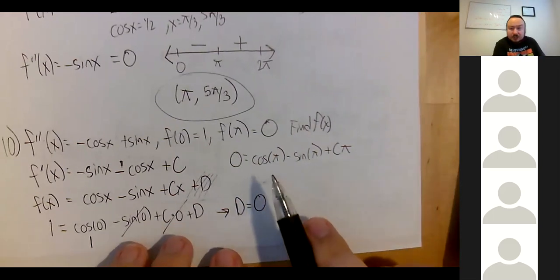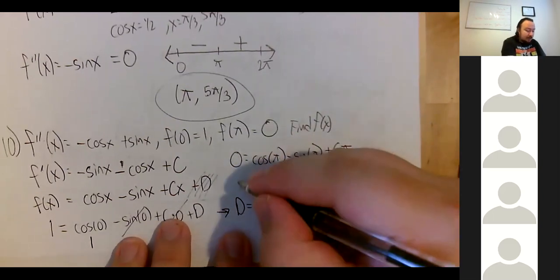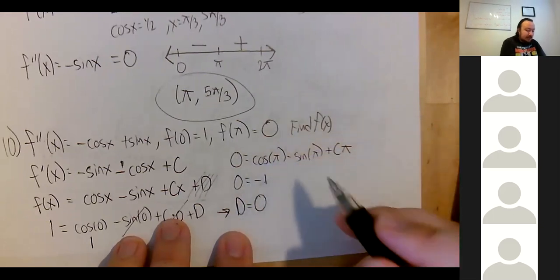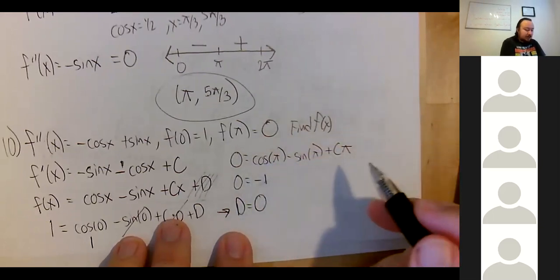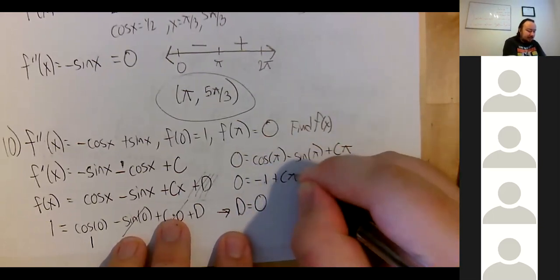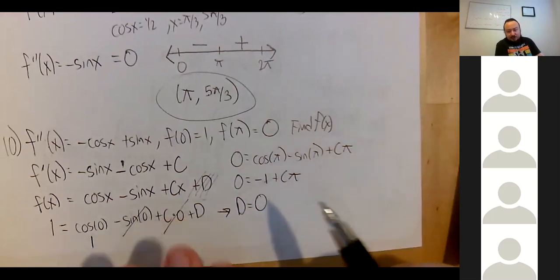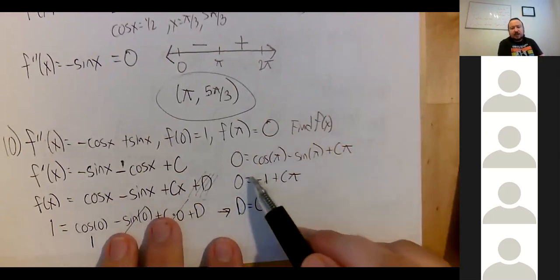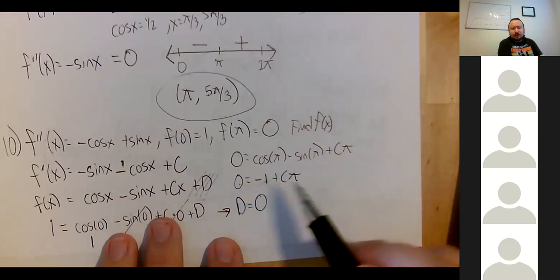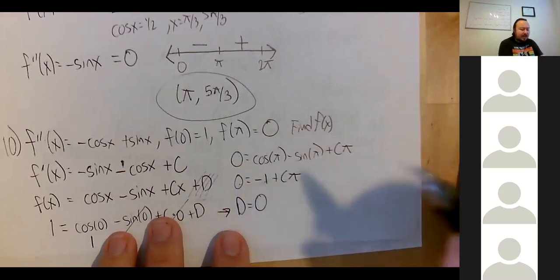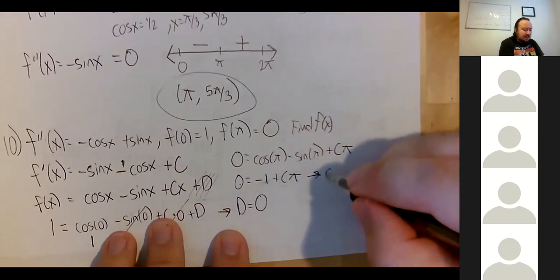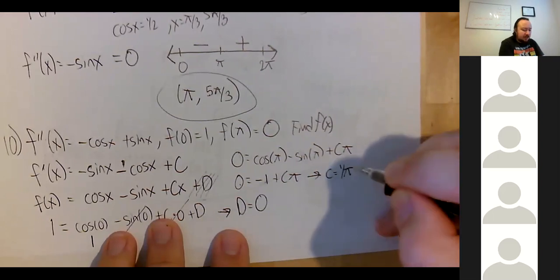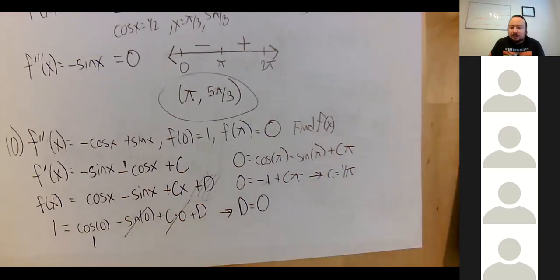Okay, well, let's see. Cosine of pi is -1. Sine of pi is 0. And then we have C times pi. All right, so it doesn't seem like C is going to be 0 this time. I can add 1 over here, and then I could divide by pi. This gives C a rather interesting value of 1 over pi. So C needs to be 1 over pi for the second piece of information to be true.